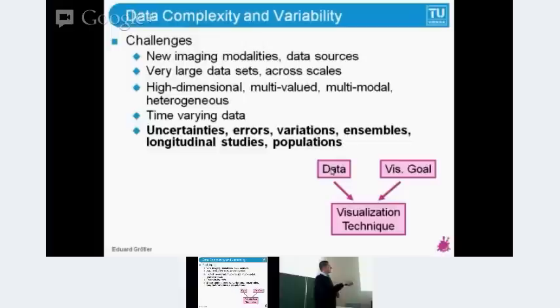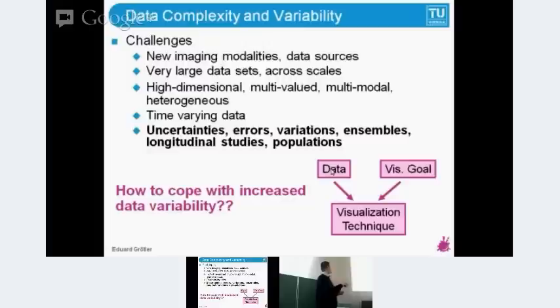You need to have the data, you need to have your visualization goal, and from these two components you end up with a specific visualization technique. And as these data sources are getting more complex, this means also that we need different types of visualization techniques. And so how can we cope with this increased data variability? First I would now give two examples. Later on I will show some directions where visualization could develop in the future.